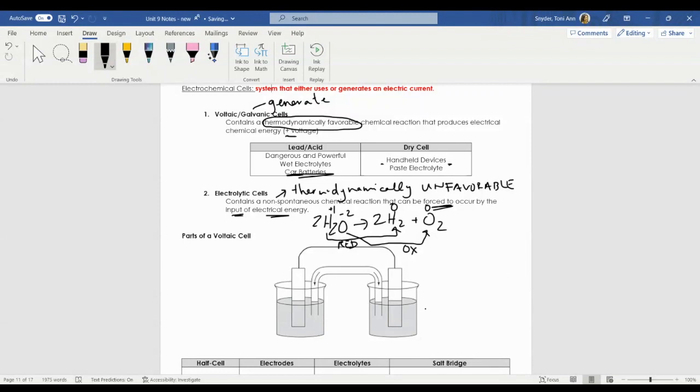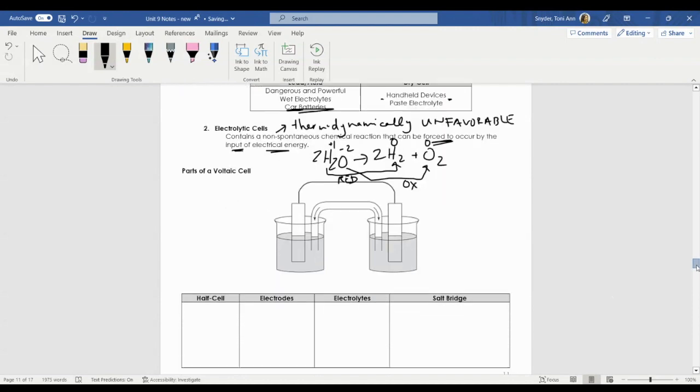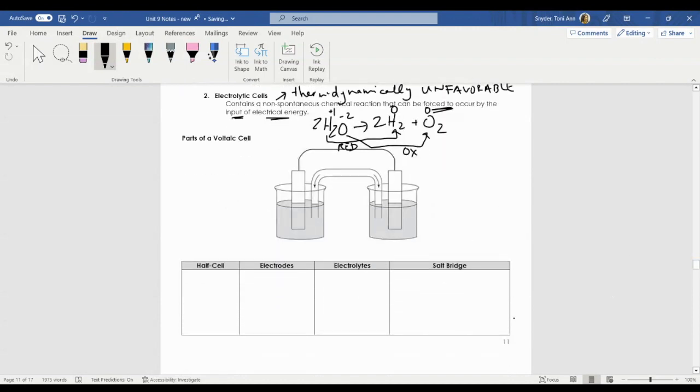However, you do have to know electrolytic cells. However, we're going to talk about the parts of a voltaic cell. And you could, I guess, use this for electrolytic cells too, but this whole entire diagram right here is really important. So I'm actually going to erase this so I make sure I have enough room. And let's go ahead and just label, what are the parts of a voltaic cell?